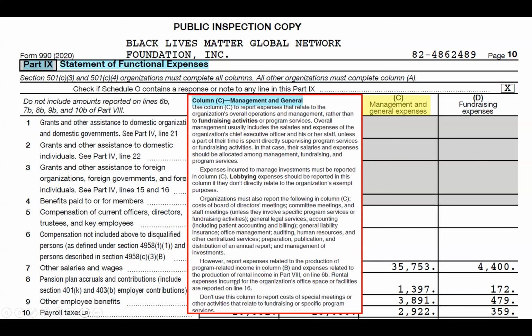I'm not going to read everything else, but you can read everything else about management and general expenses. And what should go into this particular column? So I'm going to give you a few moments to glance over what should be included in column C according to the instructions in this box with the red border that I extracted directly from the instructions. Okay, very good. And if you didn't have the opportunity to read everything in this highlighted box, you can certainly go back and read it. And again, if you download the instructions and have them on the screen as you go through this with me, then you can go back and read it at any time you want.